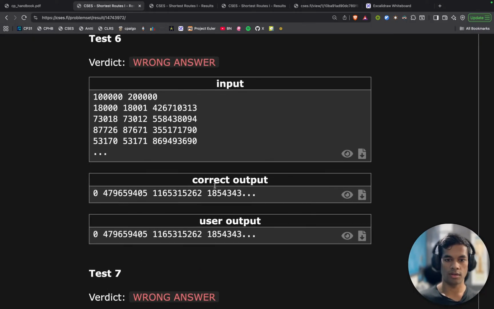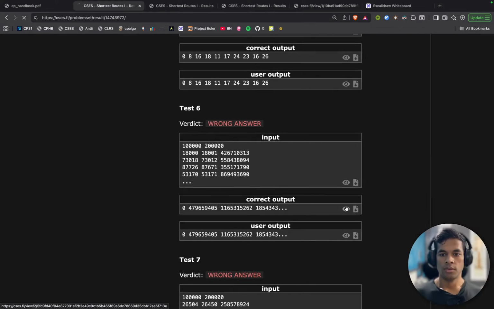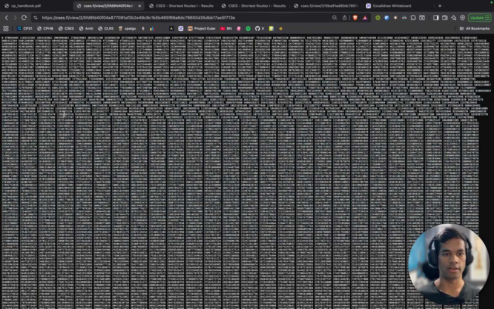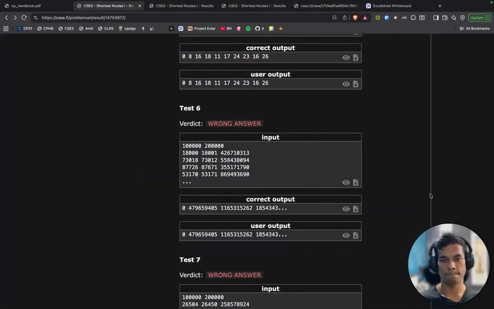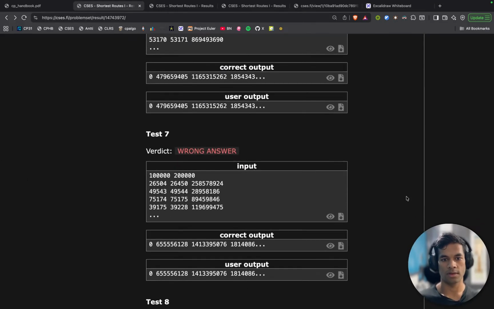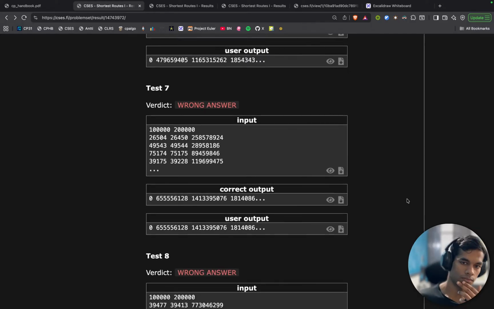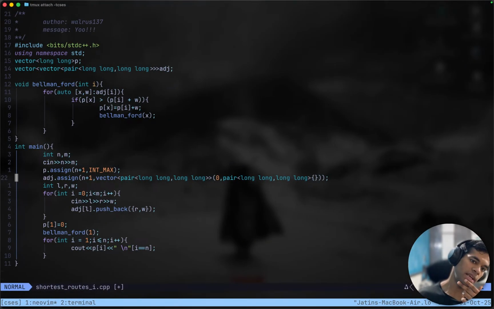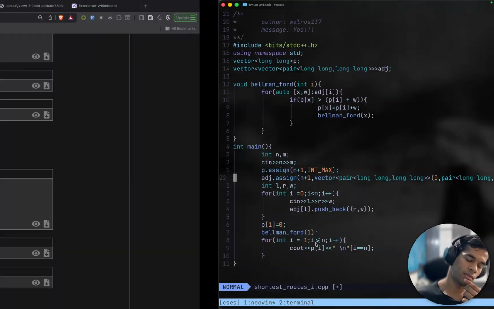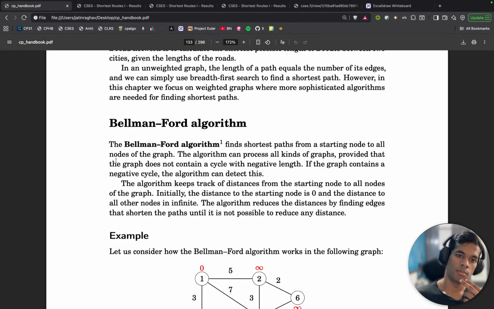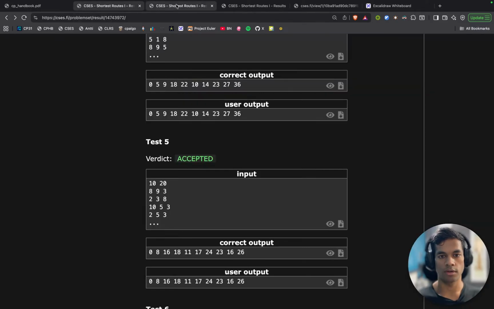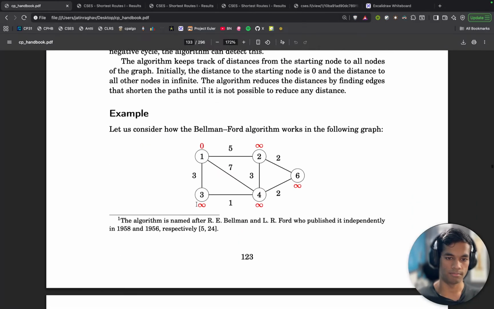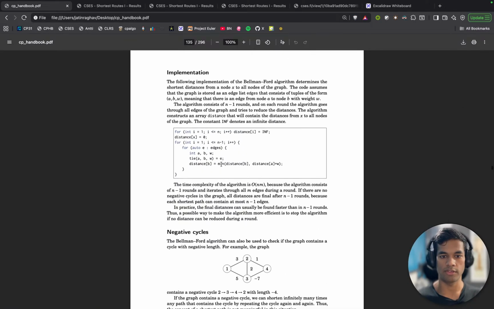So range is not an error. Spot the error. I think this value is wrong. Wrong answer does not even make sense, because this should work if the cycles do not have a negative weight here. And there are no cycles with a negative weight, so this should work. Let's read the implementation and not waste time.